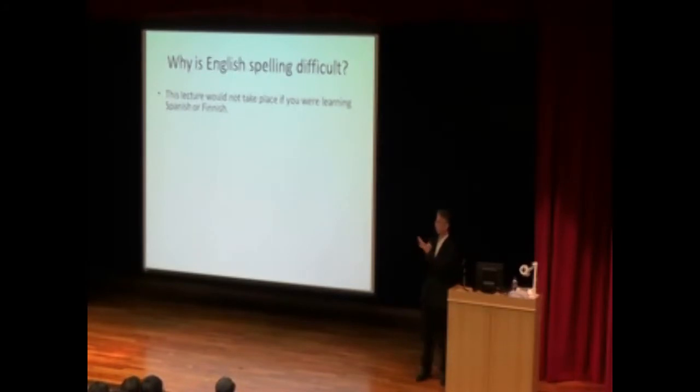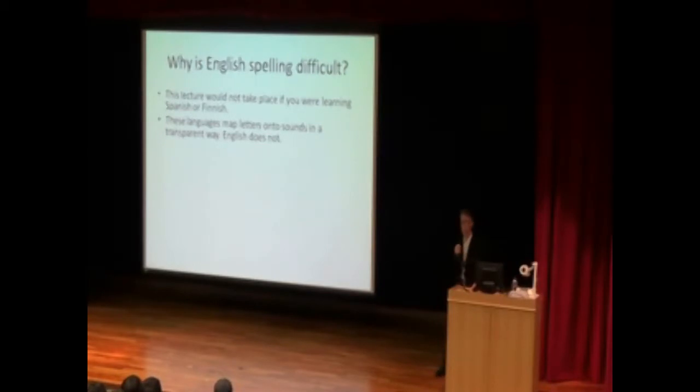Don't misunderstand the Japanese. We'll do a little case study on Japanese in a minute to illustrate the importance of the sound spelling connection. But these languages map letters. The word map here is a verb. You could say transcribe or map letters onto sounds in a translation. English does not. And so what we're going to do for the next few minutes is try to explain why this has happened and understand the hidden logic behind why English is so difficult to spell.